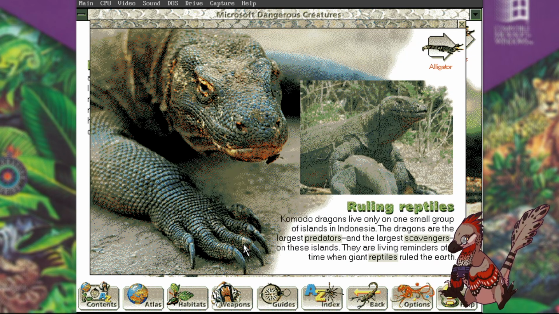Well, that was good. They are much larger than I thought. I knew about them, but I didn't actually know just how huge they actually were. I thought they were much smaller than this.